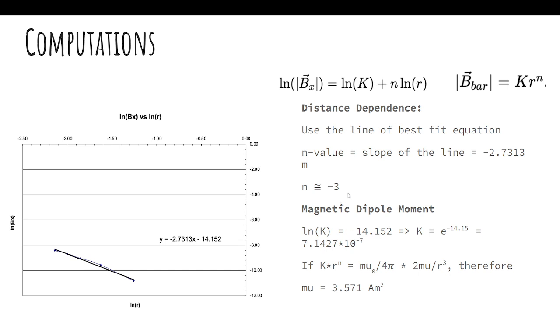And then I found k by inserting values into both sides of the equation. I found that k is equal to 7.1427 times 10 to the negative 7th. And then I used the Biot-Savart law to find the magnetic moment, which is 3.571 amperes meter squared.